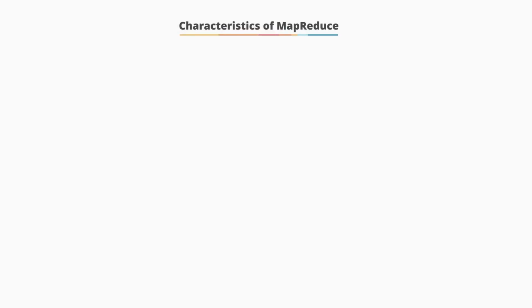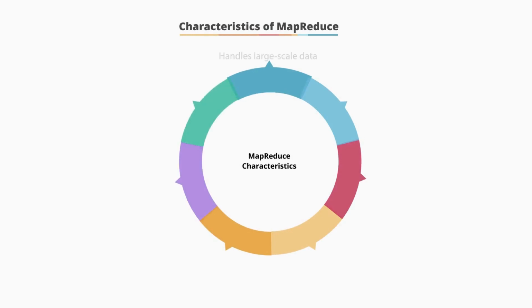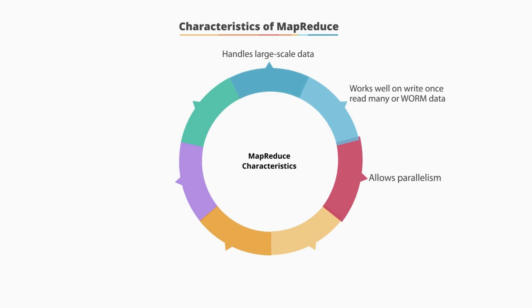Let's look at the characteristics of MapReduce. MapReduce is designed to handle very large-scale data in the range of petabytes and exabytes. It works well on write once and read many data sets, also known as WORM data. MapReduce allows parallelism without mutexes.